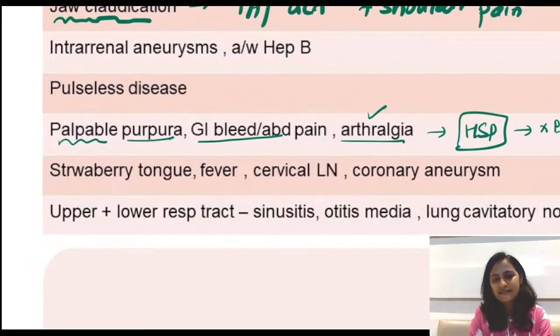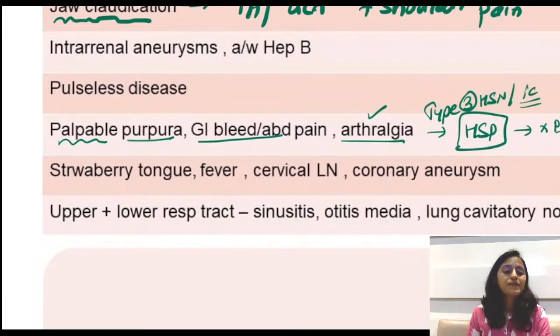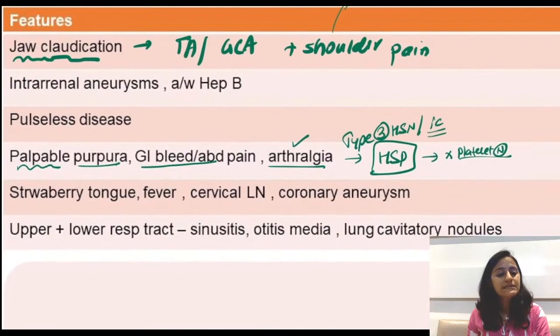What type of hypersensitivity is HSP? It is type 3 hypersensitivity, basically where you have immune complex deposits. Where you have immune complex deposits, it is type 3 hypersensitivity.